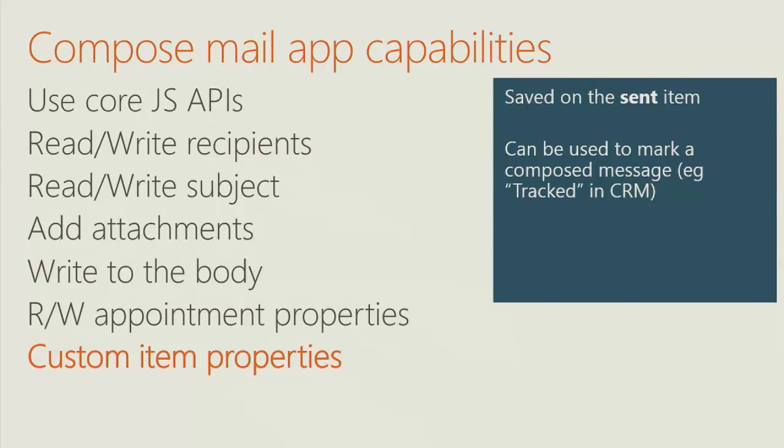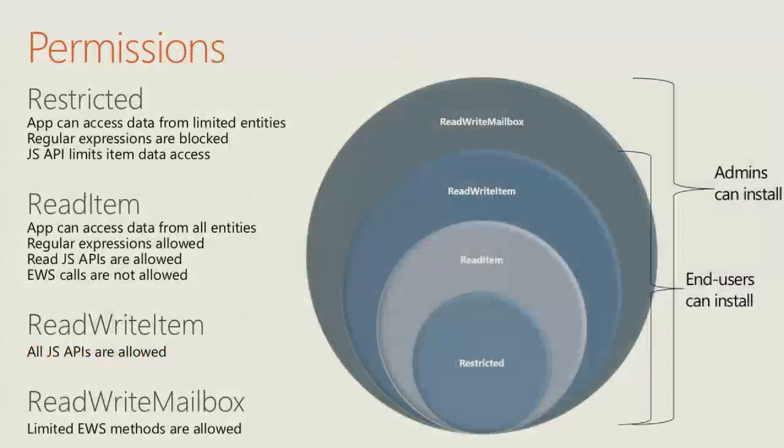Finally, security. That did not advance. Let's try again. OK, there we go. Finally, security. For those of you familiar with the read apps permissions format, you'll remember that before we had 3 permission levels. So we had restricted, that was the most restricting. Then we had read item, and that gave apps access to all of the JavaScript and all the APIs on the current item, but nothing more. And then we had read-write mailbox, and that gave apps access to some simple EWS methods.